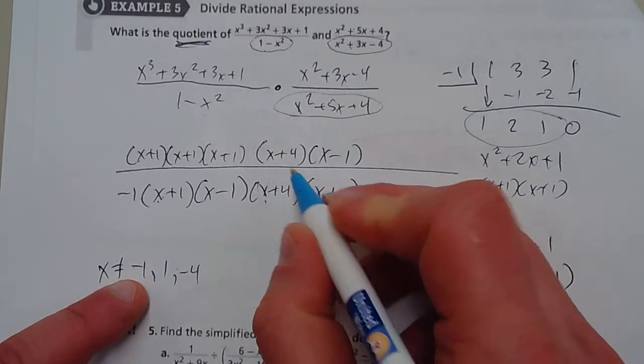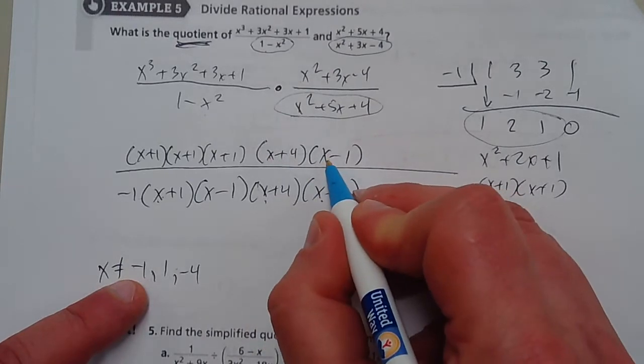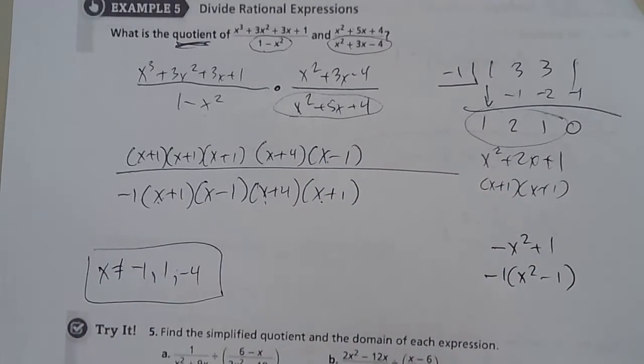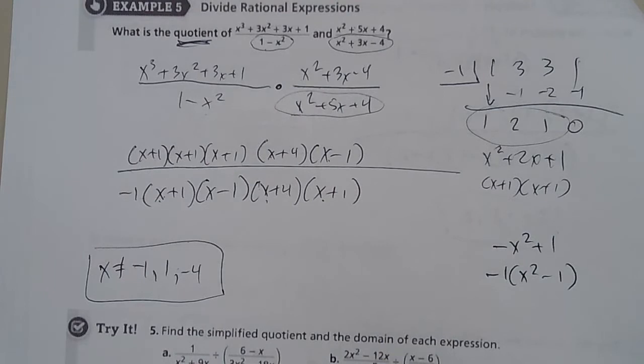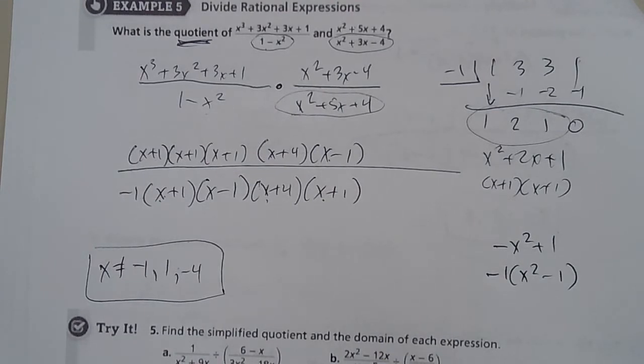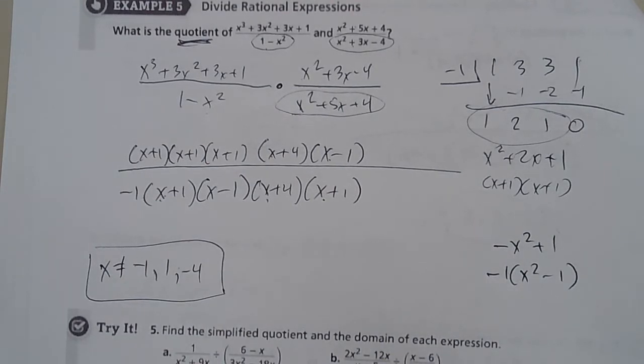-1 again, so we're good. -4 again, we're good. And +1 again, we're good. So there's 3 numbers that it can't be. But we do have to look at everything that's ever been a denominator. So another little tricky piece you have to be aware of with these division problems.